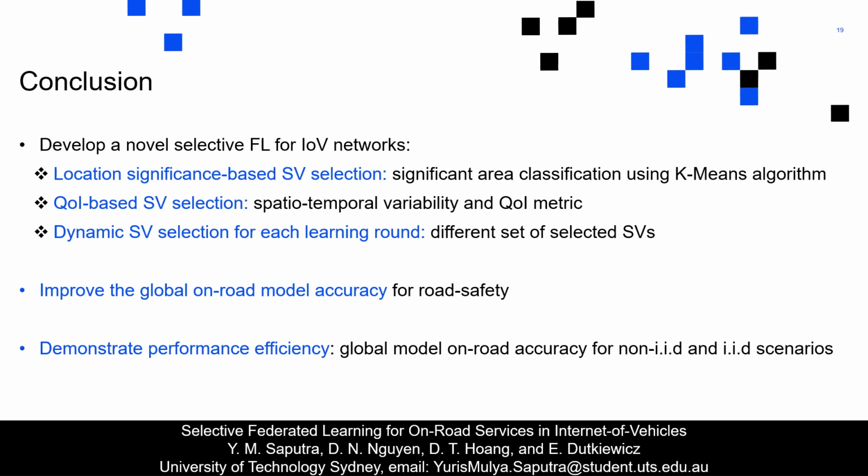The main goal of this presentation is to improve the global on-road model accuracy, especially for road safety. We also demonstrate the performance efficiency using the global model on-road accuracy for scenarios using non-IID and IID datasets.